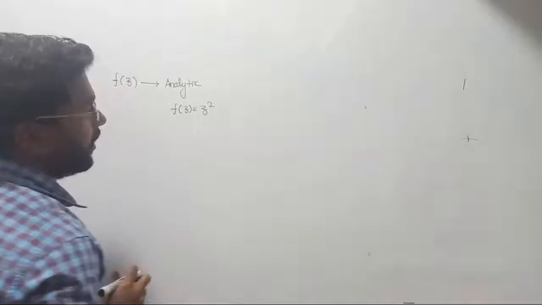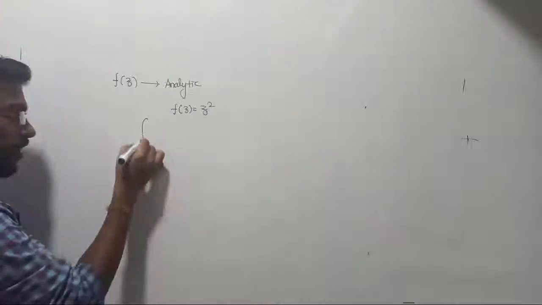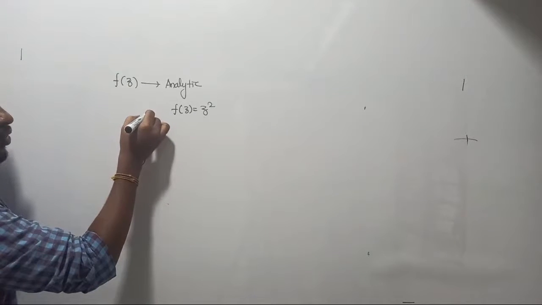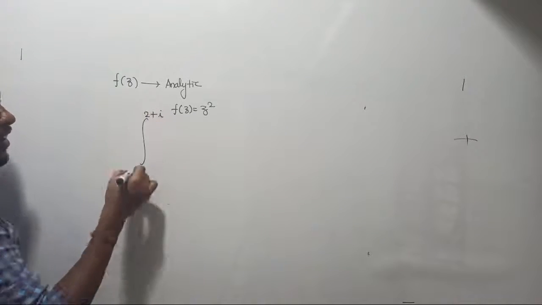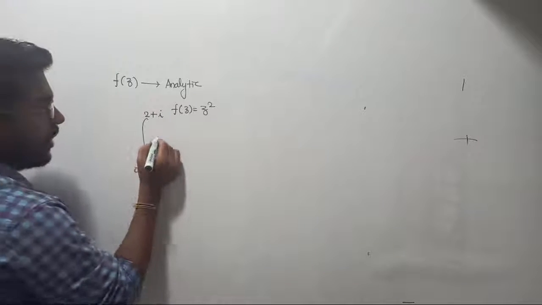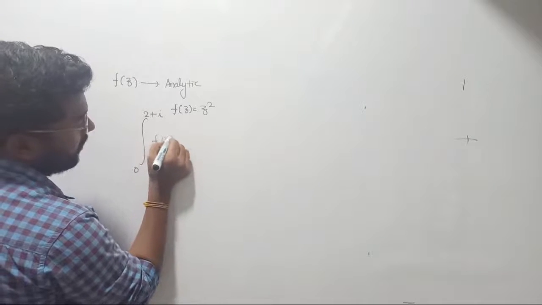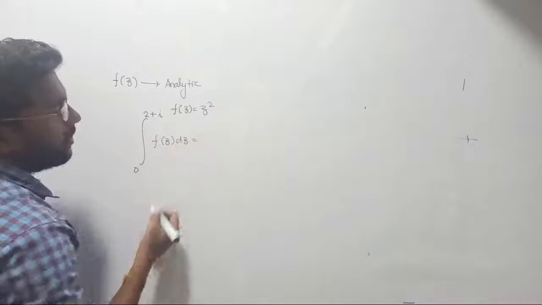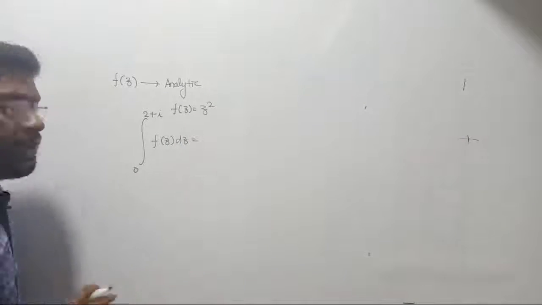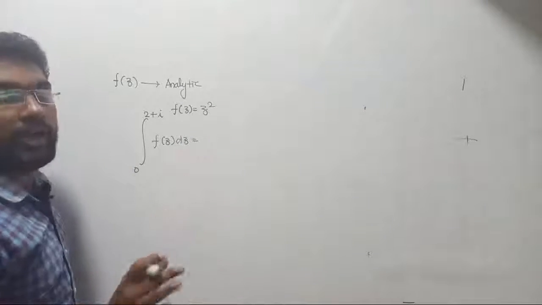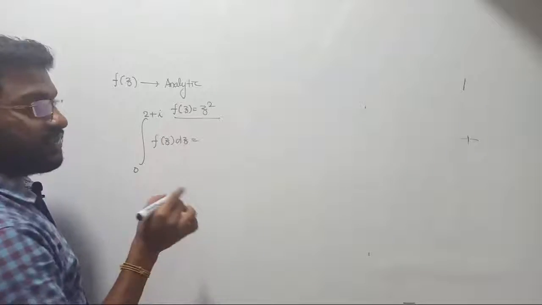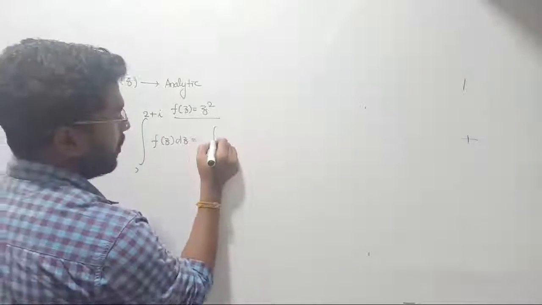Its limits are also being tested. They will give the whole function, with limits like 0 to 2 plus i, or 1 plus i, and then ask for the answer of the integral of f of z dz. Very simple. For an analytic function just do the direct integration. You need not break anything, nothing is needed. Just substitute directly and complete the integration.